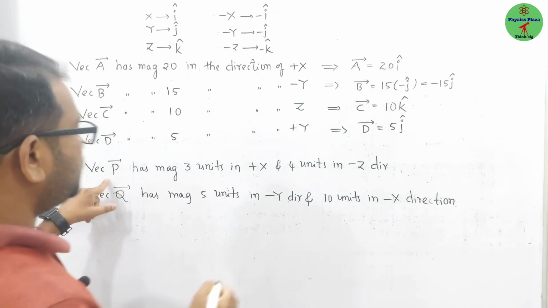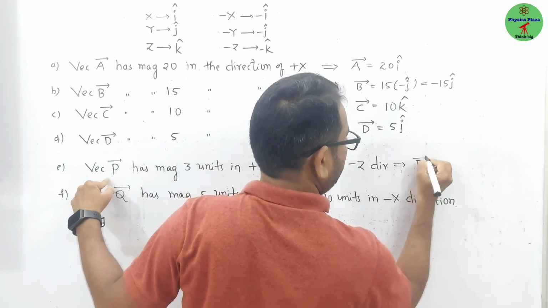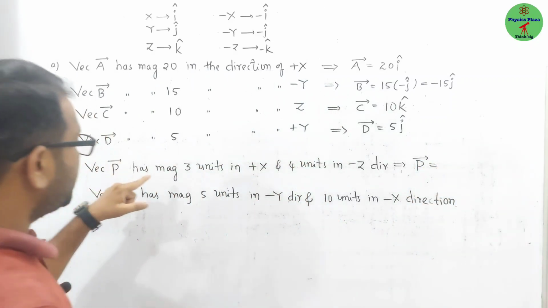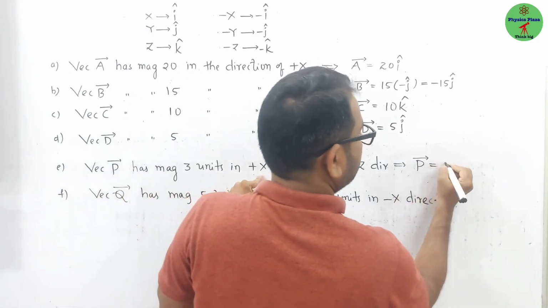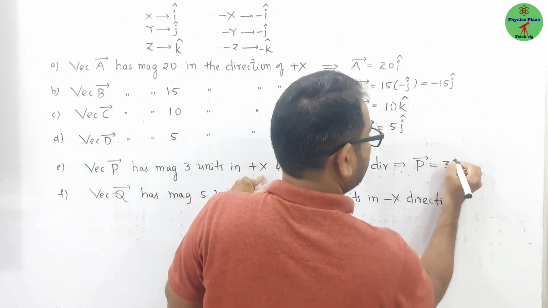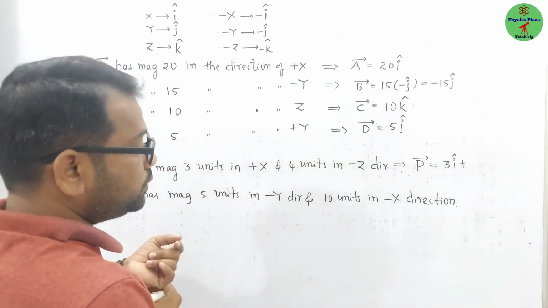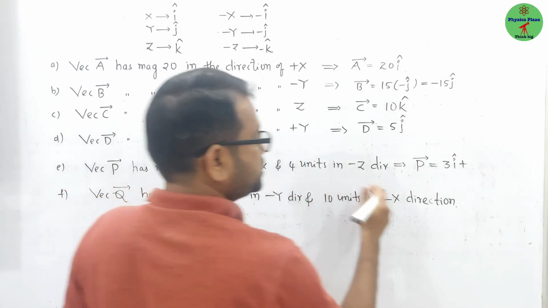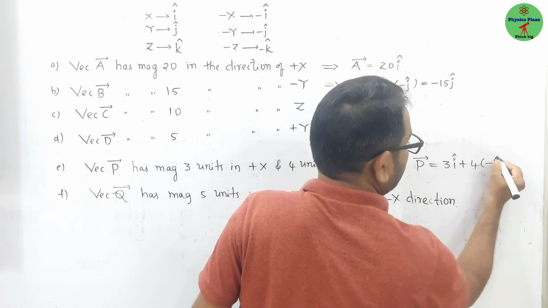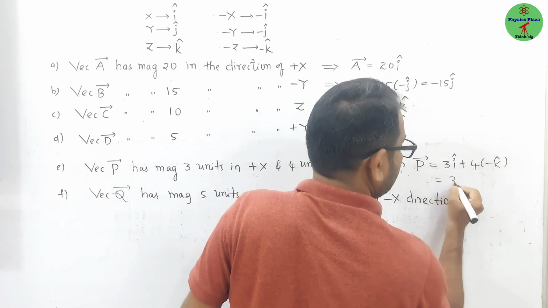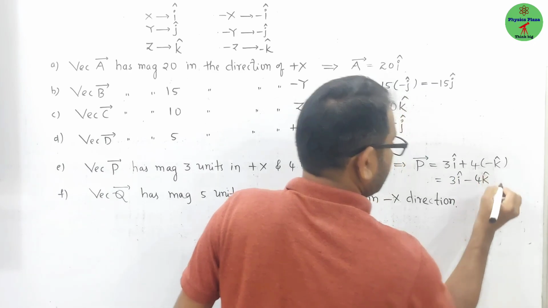Now it is, I think, two dimensional. So vector P has a magnitude of 3 units in x axis, plus 4 units in the minus z direction, children. So 4 units in minus z means what? Minus k cap. So this can be written as 3 i cap minus 4 k cap.